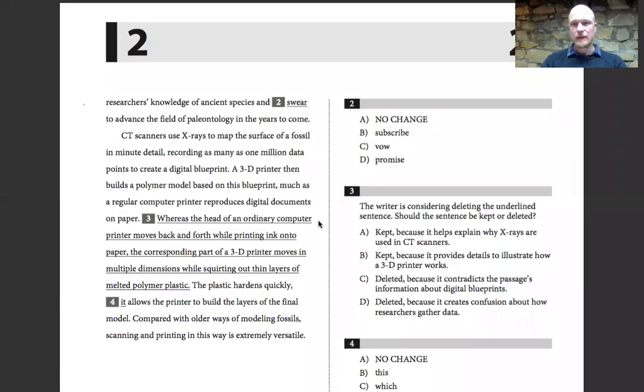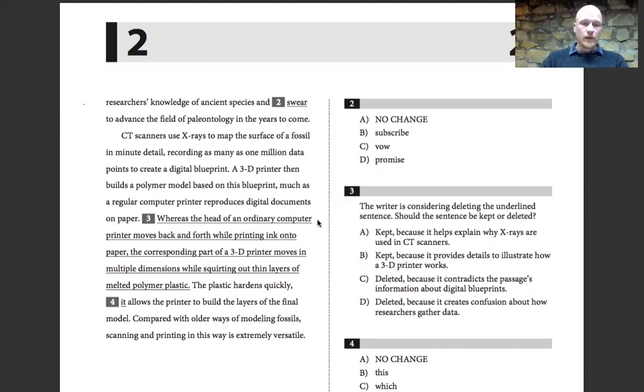This is a keeping or deleting information question. This is SAT test number 5, section 2, the writing and language section, question 3. So question 3 is asking about this sentence underlined in the text, and it wants to know whether we should delete or keep this sentence.